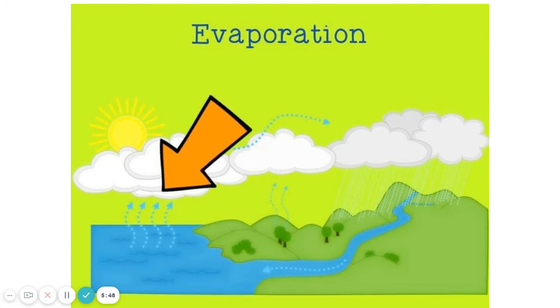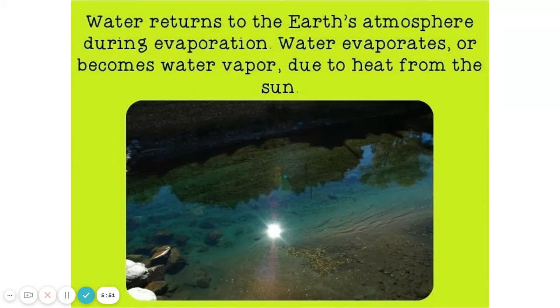Now for evaporation. Water returns to Earth's atmosphere during evaporation, and water evaporates or becomes water vapor due to the heat from the sun. So, where do you think the most evaporation occurs? It would be in the ocean because you have all that water, it's going to evaporate. Not all of it, because that would be kind of weird, but it's going to have the most evaporation coming from the ocean.